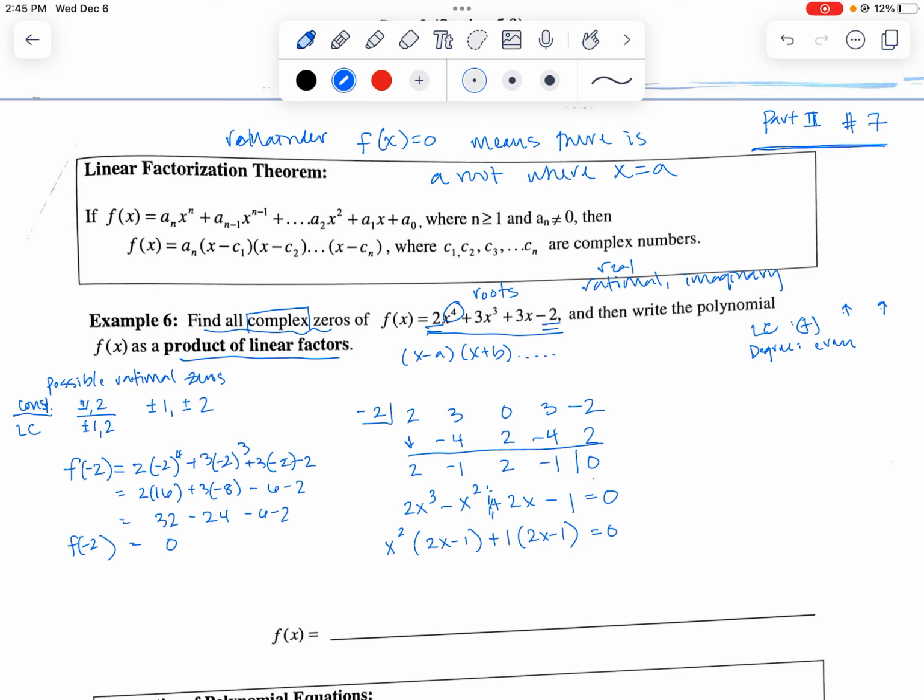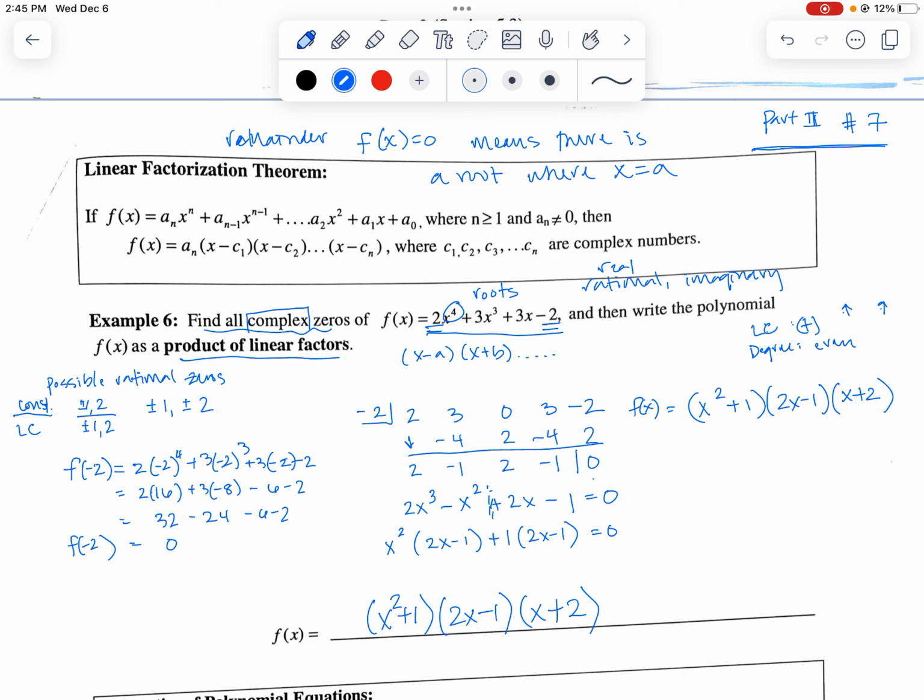So it looks like I've got x squared plus 1 and 2x minus 1 as factors, and of course don't forget that x plus 2 is a factor because x equals -2 was a zero. So what I'm looking at here is the expression for this polynomial as a product of linear factors. f of x is going to be equal to x squared plus 1 times 2x minus 1 times x plus 2. Sure enough, if you were to multiply all of that out, you would end up with the original polynomial.